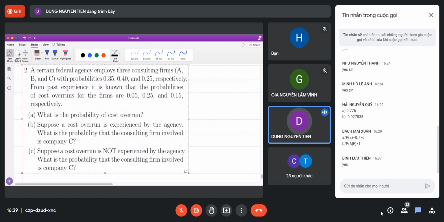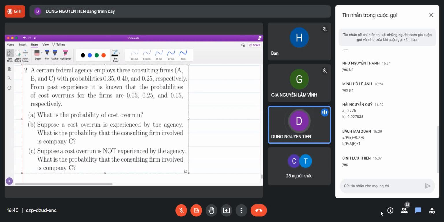The second problem is this: a certain federal agency employs 3 consulting firms with probability 35%, 40%, and 25% respectively. From past experience, it is known that the probabilities of cost overruns for the firms are 5%, 25%, and 15%. What is the probability of cost overrun? The second question: suppose a cost overrun is experienced by the agency. What is the probability that the consulting firm involved is company C?